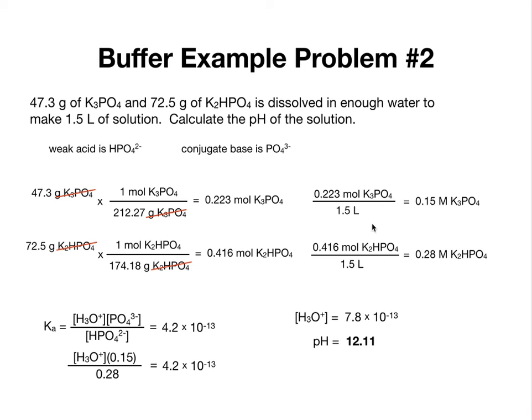Okay, so class, this problem here involves simply taking a weak acid in the form of a salt, taking its conjugate base in the form of a salt, and dissolving both of those into a solution. And you can see, class, this ratio does fall between 0.1 and 10.